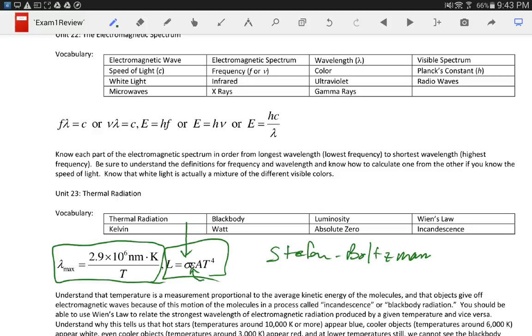This little script E is the emissivity. That's how efficient something is at absorbing or emitting radiation. We call these things that give off light because they're hot black bodies, because black is the most efficient color. A black thing will absorb a lot of light.